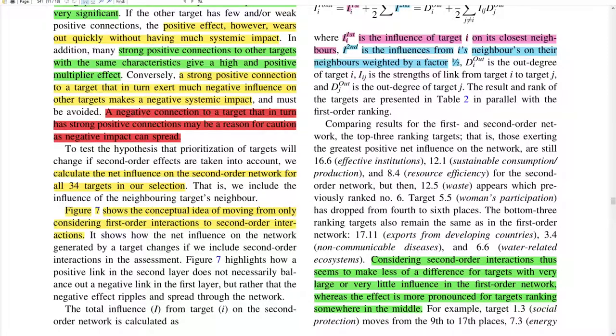But many strong positive connections to other targets with the same characteristics. What are these same characteristics? Other positive connections to other neighboring targets, meaning second order and third order. They give a high and positive multiplier effect.